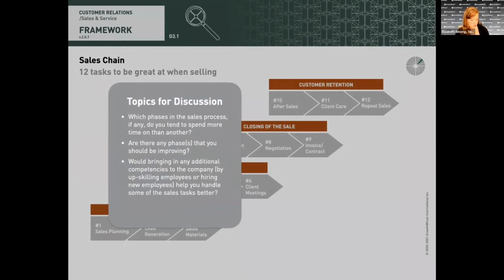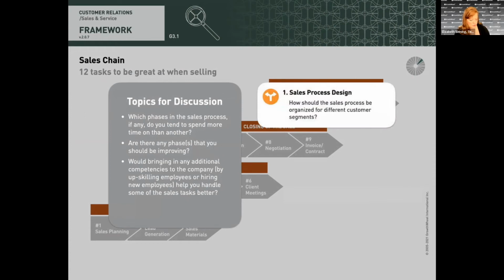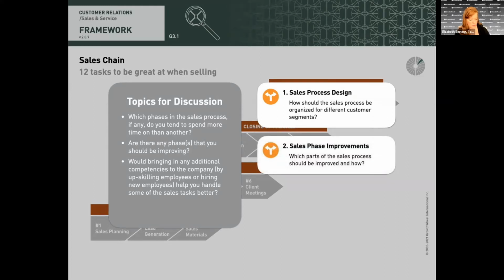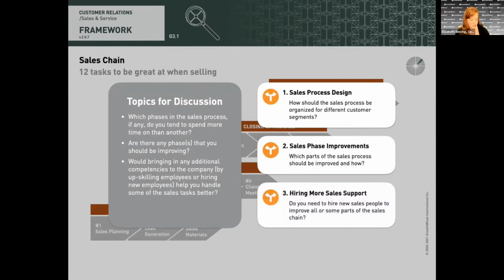Decisions to be made may include sales process design. Decide how the sales process should be organized for different customer segments. Sales phase improvements. Decide which parts of the sales process to improve and how to do it. And hiring more sales support. Decide whether or not you need to hire new salespeople to improve all or some parts of the sales chain. And that's the GrowthWheel Framework Sales Chain.